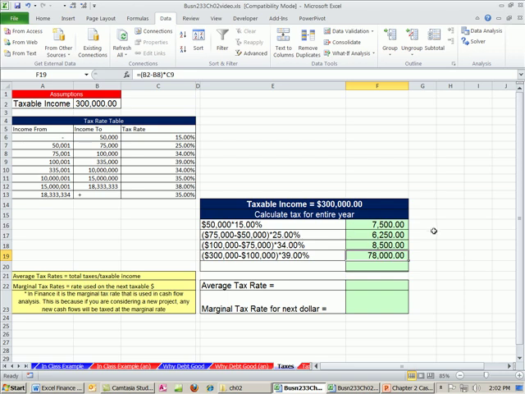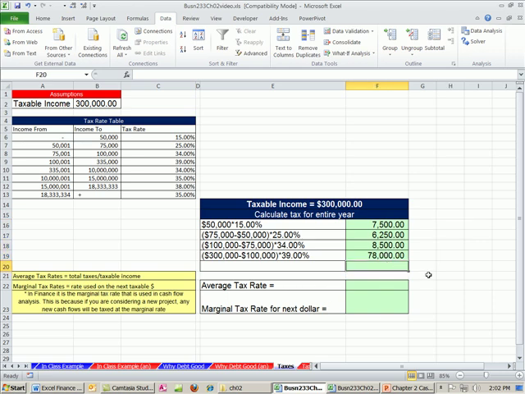Now, in this chapter, they're just alerting you to this fact of how to calculate taxes. We're pretty much not going to have to calculate taxes like this. But we do need to know the difference between average and marginal.